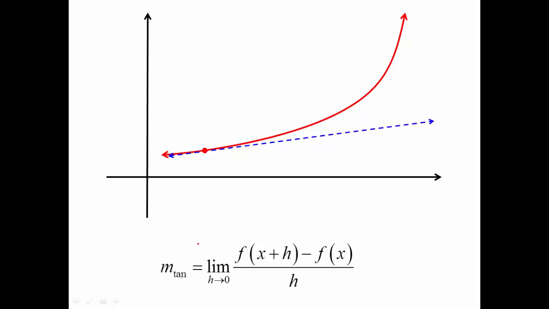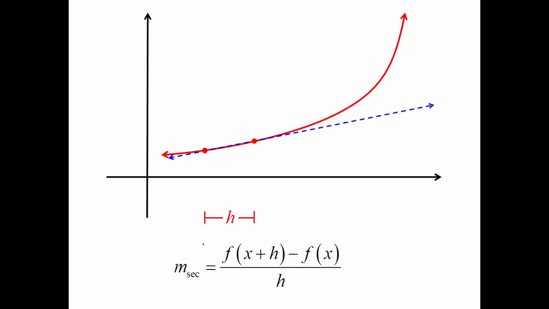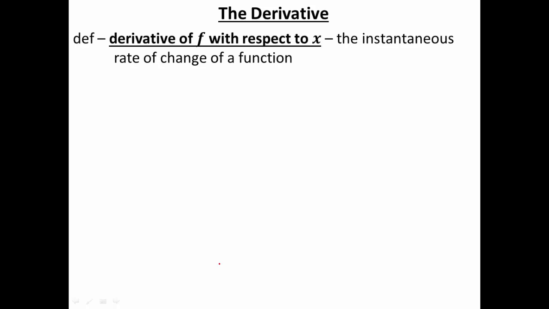As the h value gets smaller and smaller and smaller, the slope of the secant line becomes the slope of the tangent line. So instead of trying to evaluate slope using the old formula, I can now evaluate slope using the new formula based on the concept of a limit. So here we have our formal definition of a derivative.